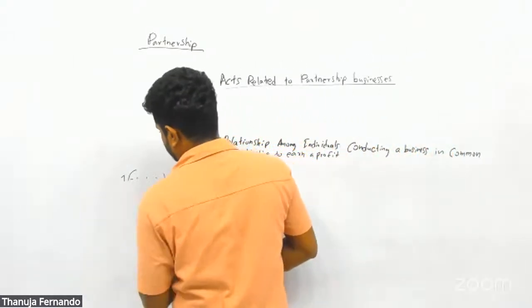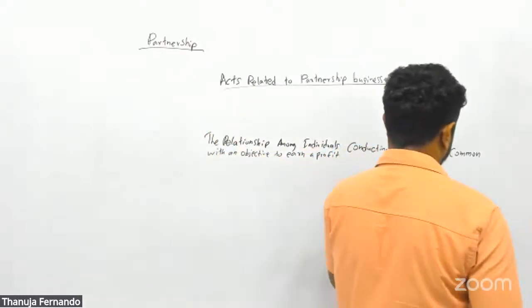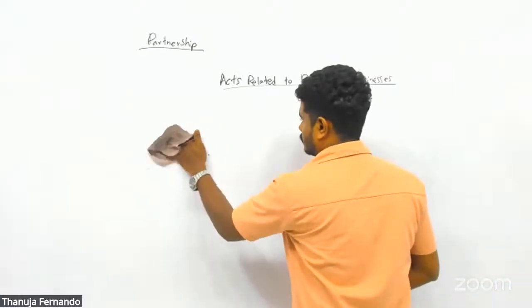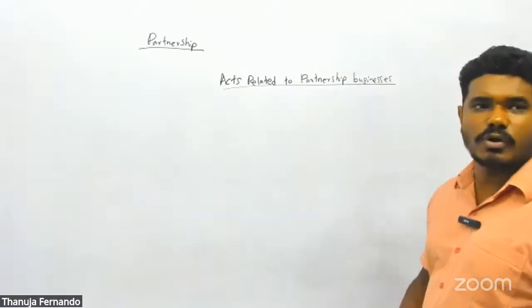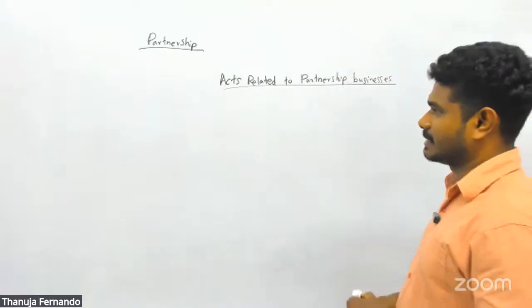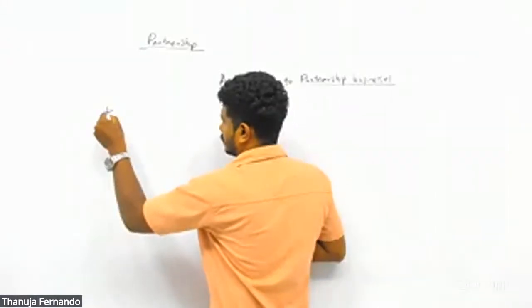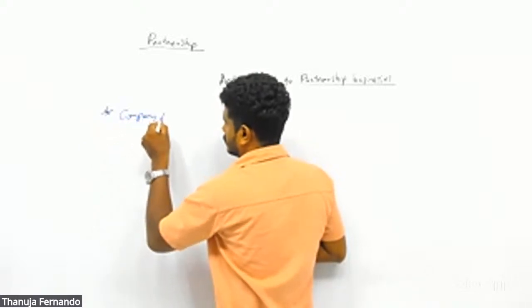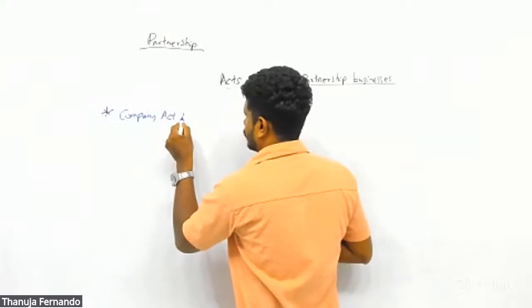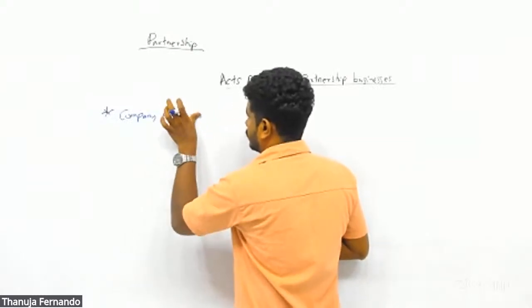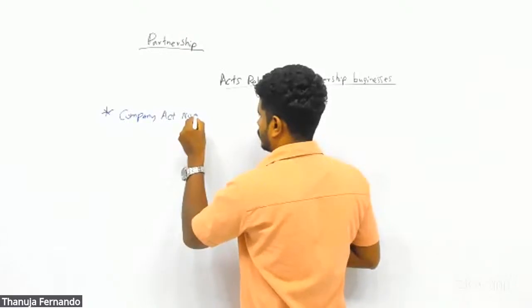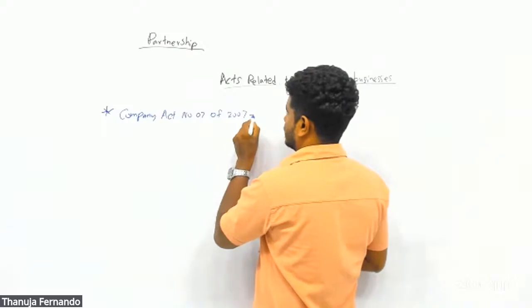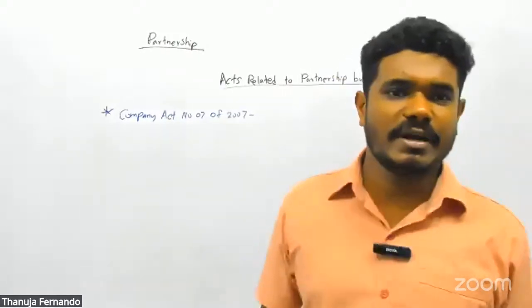Right. So this one is very important. The first one, the following act: Company Act number 7 of 2007. That's අපි අංක 7 දරන සමාගම් පනත.